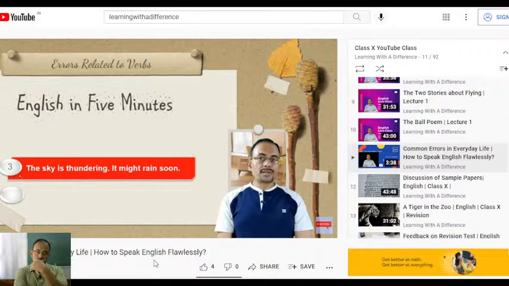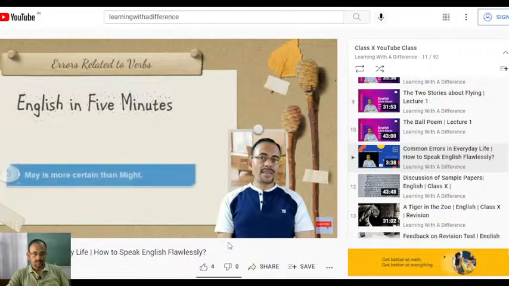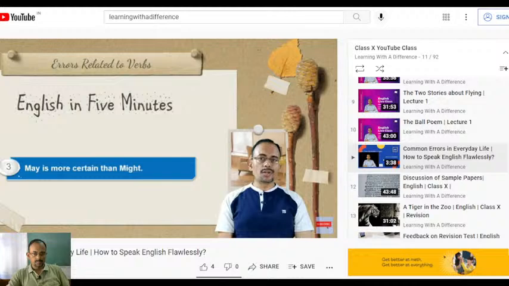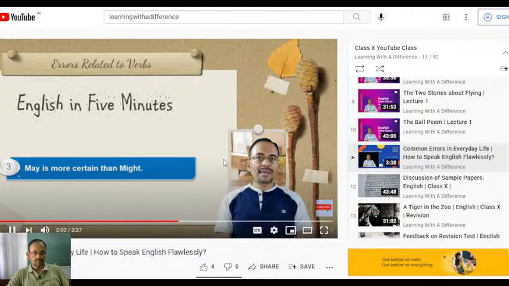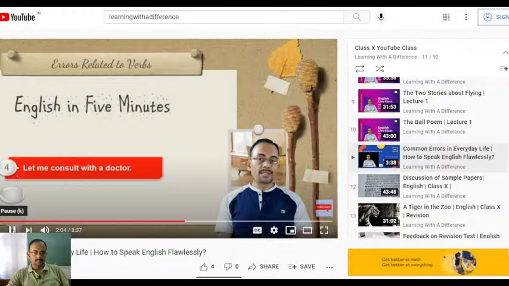The sky is thundering, it may rain. What is the error in this sentence? Dear students, what is the difference between may and might? Let's find out. We make use of may when the probability of an event is almost certain. On the other hand, we use might when the probability is not so certain. When you say it may be his vehicle, the probability is more than when we say it might be his vehicle.